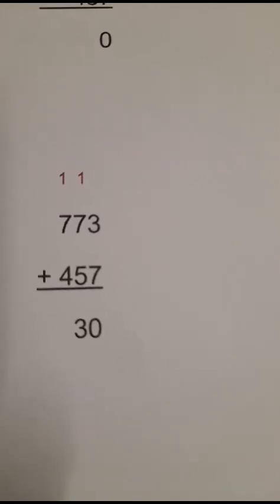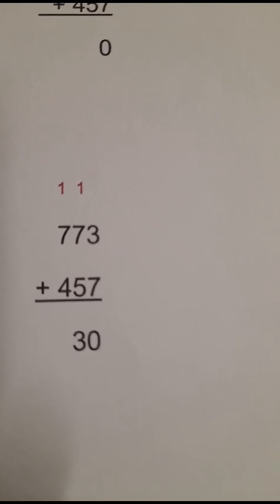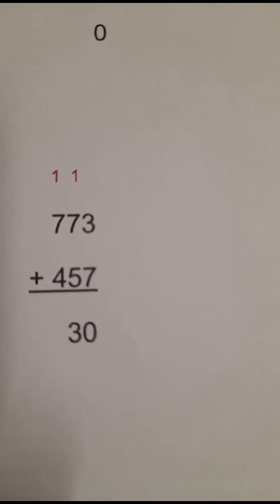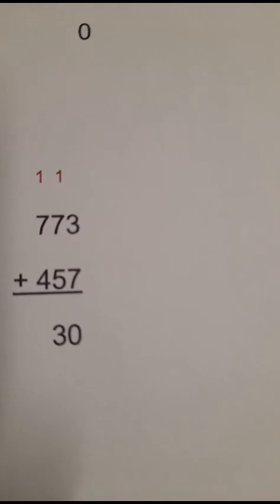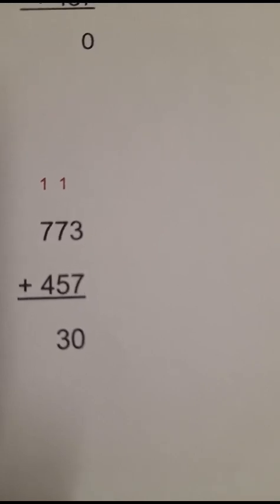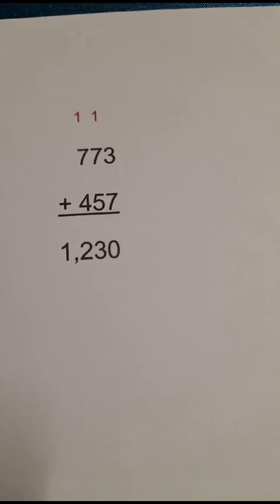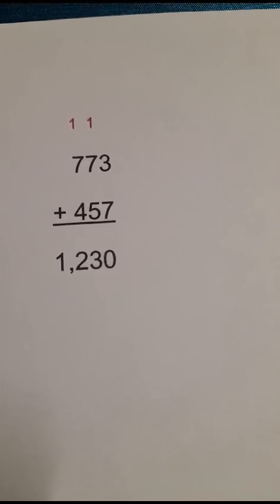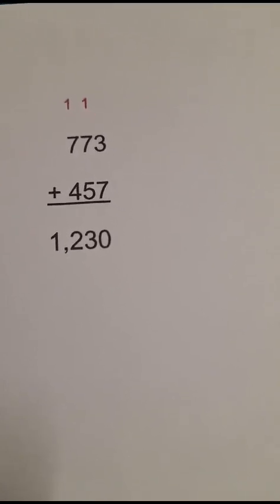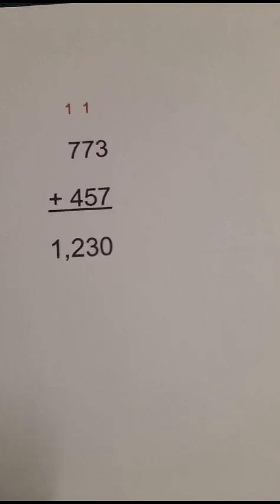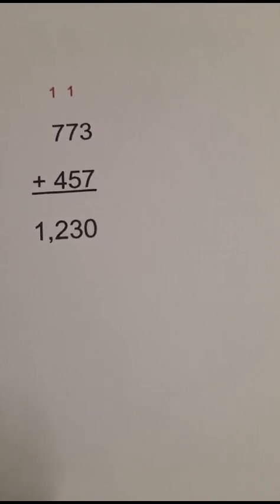Then we go to the tens column to add. We say 5 plus 7 equals 12 plus 1 equals 13. We put the 3 at the bottom in the tens column and bring the 1 over to the hundreds column. Now we add the hundreds column. We say 4 plus 7, that's 11, plus 1, that's 12. We put the 2 at the bottom in the hundreds column.